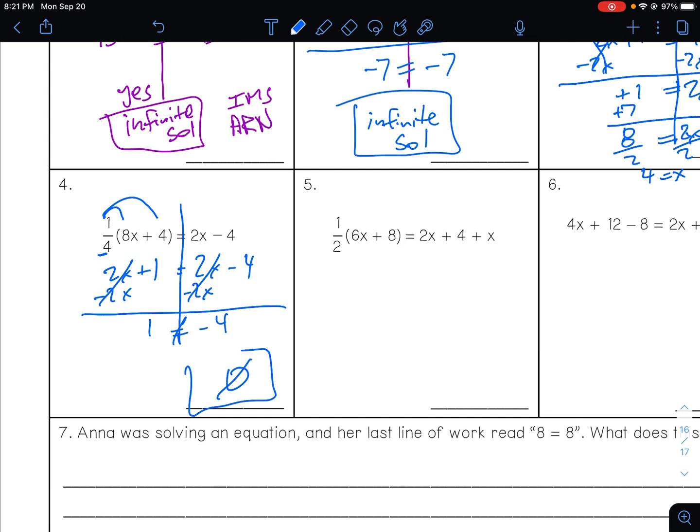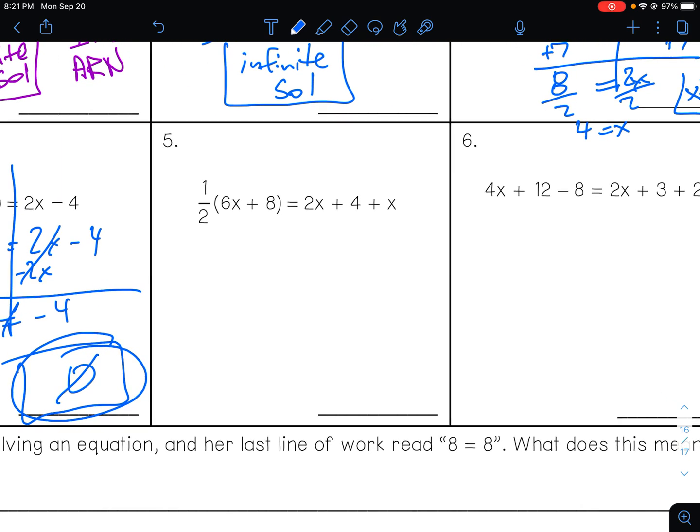There it is. My no solution slash. You can also say no sol. Either one works. I personally prefer this, or I like to write that. I think it's fun. Number 5.